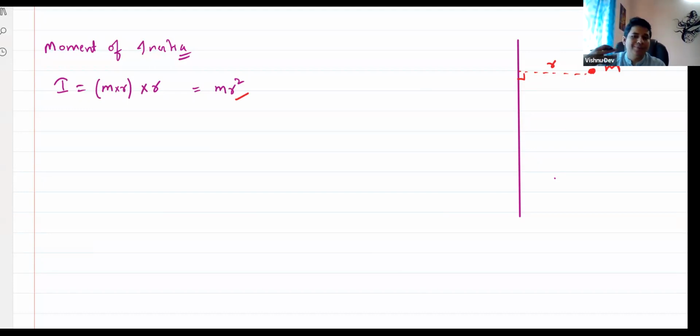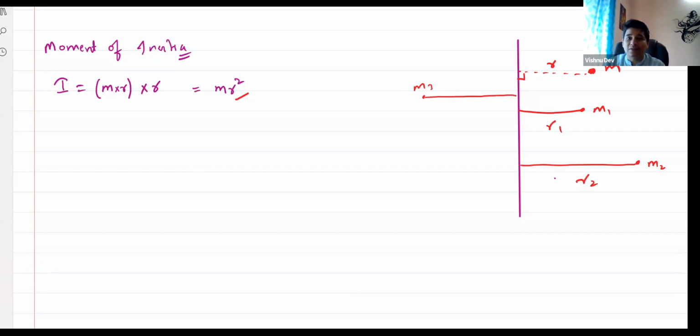Now think about it. How can you relate moment of inertia for multiple masses? Okay, I'll explain again. Suppose we have a mass m1 at distance r1, mass m2 over here at distance r2. When we talk about distance, it is perpendicular distance, not displacement. And suppose this is m3 at distance r3.